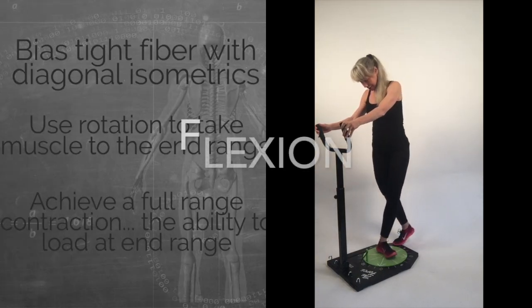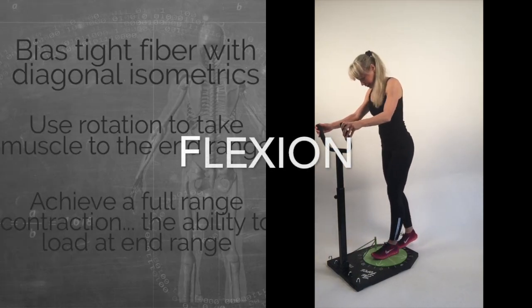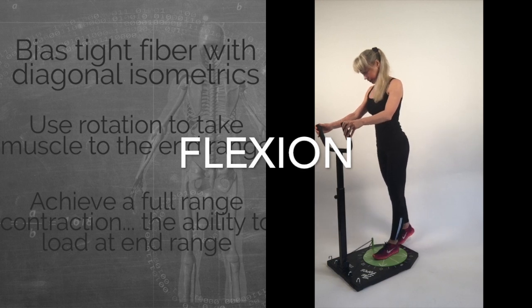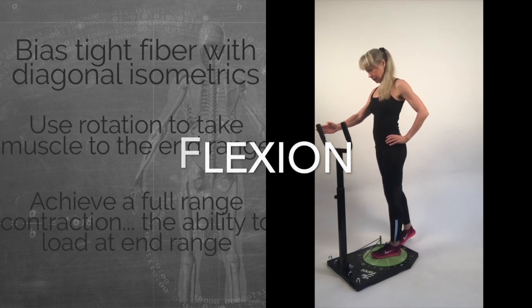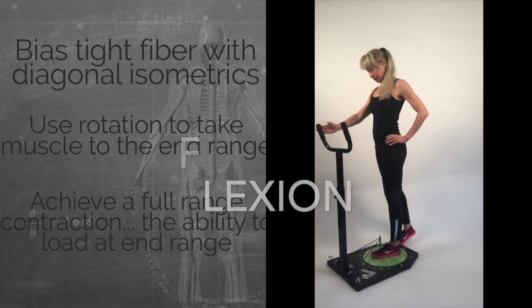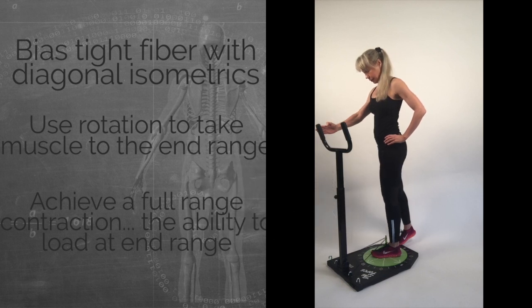The leg is in flexion. We're going to load into internal rotation and hold the isometric diagonal for 10 seconds. Rotate and hold for another 10 seconds. Try and keep your hips facing forward and rotate the third time for 10 seconds. Then work the end range of motion for a full lengthening contraction.